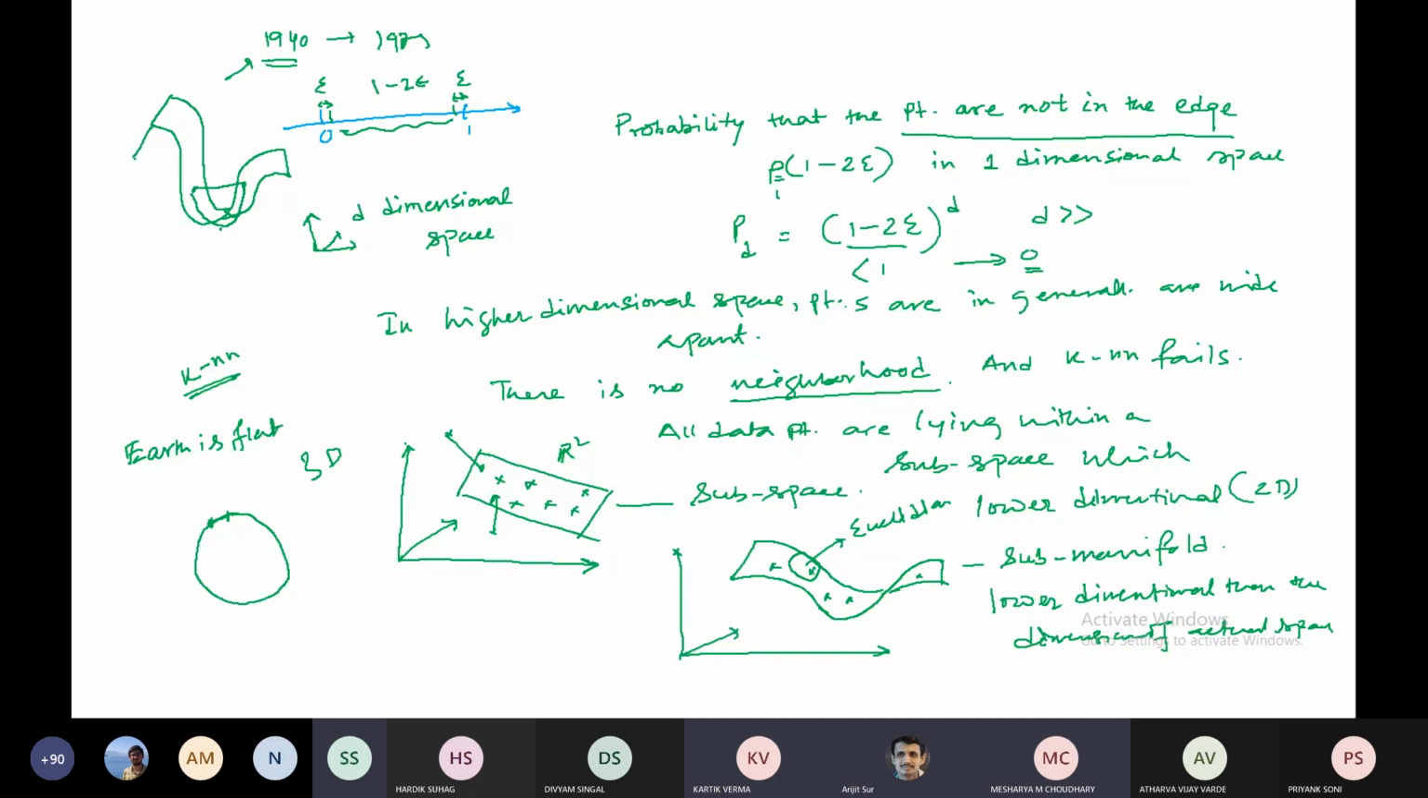This is called a submanifold. The only thing is why KNN can be used: because in this submanifold, the local area is basically Euclidean, Euclidean distance. So this is a very interesting kind of thing.